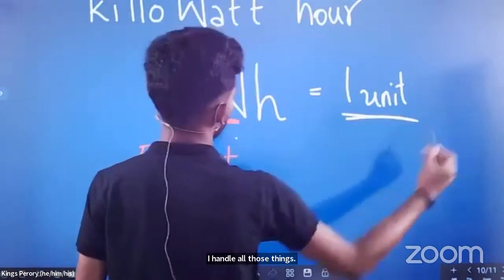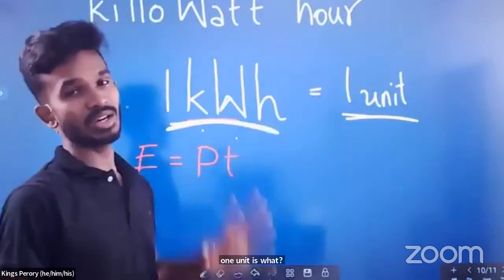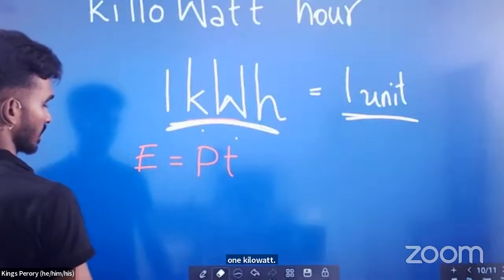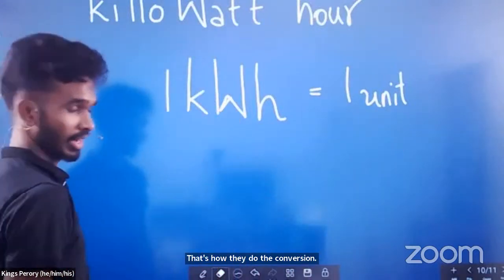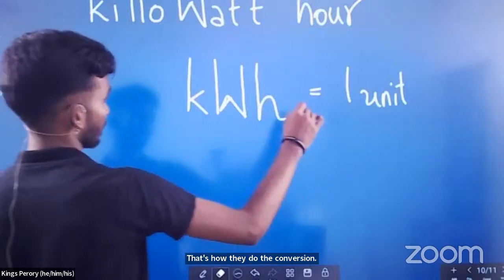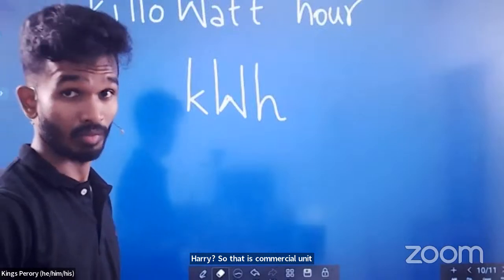1 unit is what? 1 kilowatt hour. So that's how they do the conversion. So that is the commercial unit of measuring electric energy. Okay.